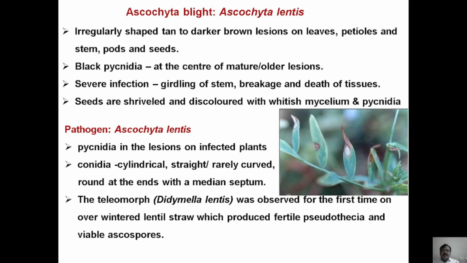Such deep-seated tan brown, dark brown lesions on the stem cause a girdling symptom, and the plant parts above the point of infection dry and the plant may break off at the point of infection, leading to death of tissues or death of the plants. Even the seeds are shriveled, completely discolored, and in severe cases of infection you may see white mycelial growth as well as the formation of pycnidia on the seeds.